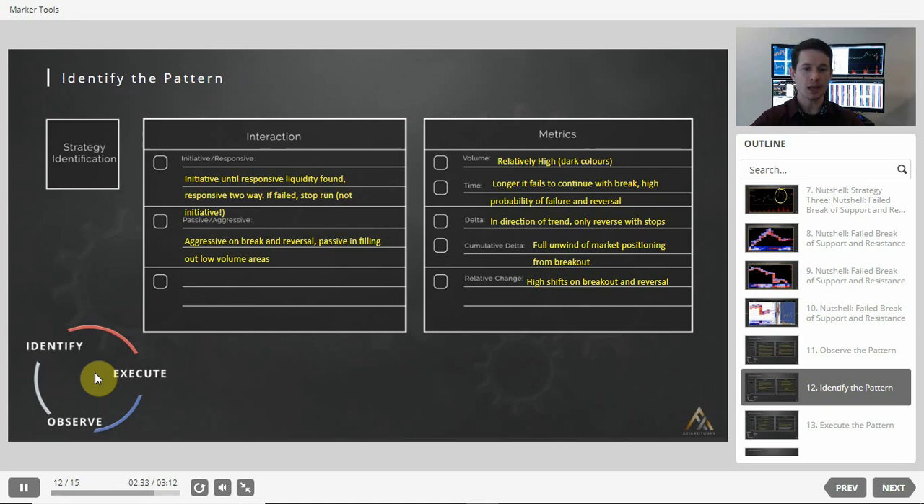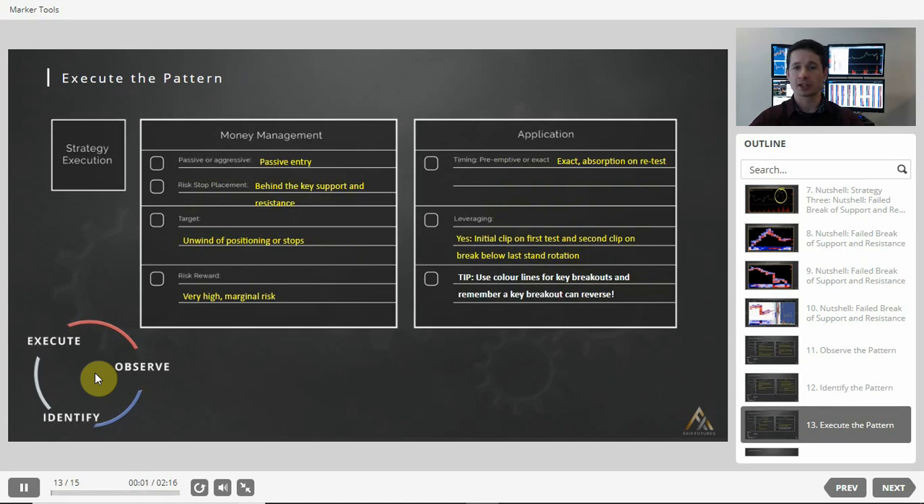Okay. In terms of delta, it should go in the direction of the trend, as well as the cumulative delta. And in terms of relative change, you should see a lot of shifts in volume and delta on the breaks and the reversals, as well as in the price. So again, observe what price is doing on the initial break as well as the flush down, what price is doing when we get the initial trend-like move up or down, and then when we get the stop run in either direction, what do the price action, the volume and the delta do in that instance. Now we're going to talk a little bit about the execution part of the template in the next slide.